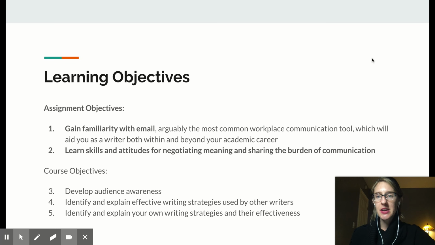This is just an assignment overview that we share with students. The learning objectives of the assignment are on the screen here, but I just want to emphasize that not only does teaching email help students gain familiarity with email, but teaching email through this translingual and transnational framework actually teaches students skills to negotiate meaning and to share the burden of communication, which just means that we're teaching students to be a little bit more willing to work with the person that they're writing to develop meaning, as opposed to assuming that as long as they're clear, everything should be understood. Because often what we find, of course, is that miscommunications happen. We think we're being clear, but we need to work with our reader to make sure that they understand us as well.